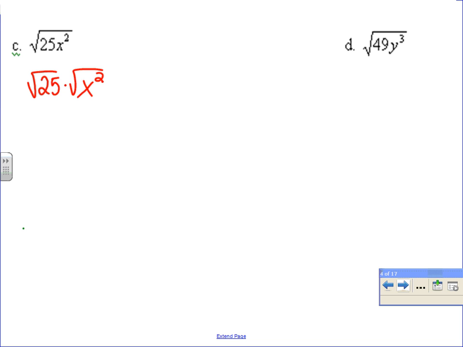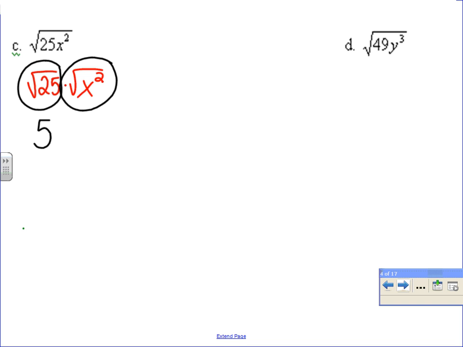Now looking at it, you want to ask yourself, are any of these already perfect squares? Well, 25 is a perfect square, so I'm going to circle that. And the square root of 25 is 5. So I'm going to write that down because 5 times 5 is 25. Now variables, this is something we haven't talked about yet. If a variable has an even number exponent, it's already a perfect square. So any variable with an even number exponent, I'm going to circle this, is a perfect square.